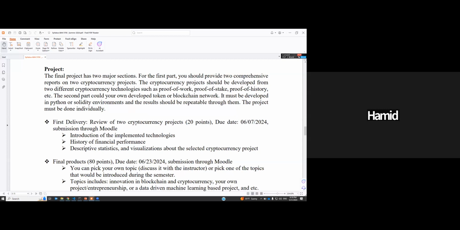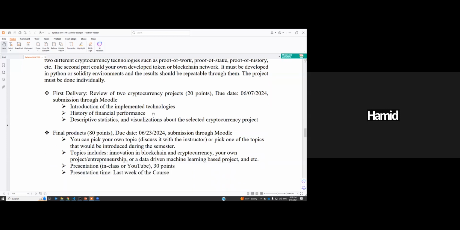Okay, 45% of your evaluation is based on your final project. It has 2 deliverables. The first deliverable is mostly about introduction and understanding of concepts of blockchain and the history. Basically you put some statistics, visualizations, and then you talk about blockchain. So a basic introduction of blockchain technologies.